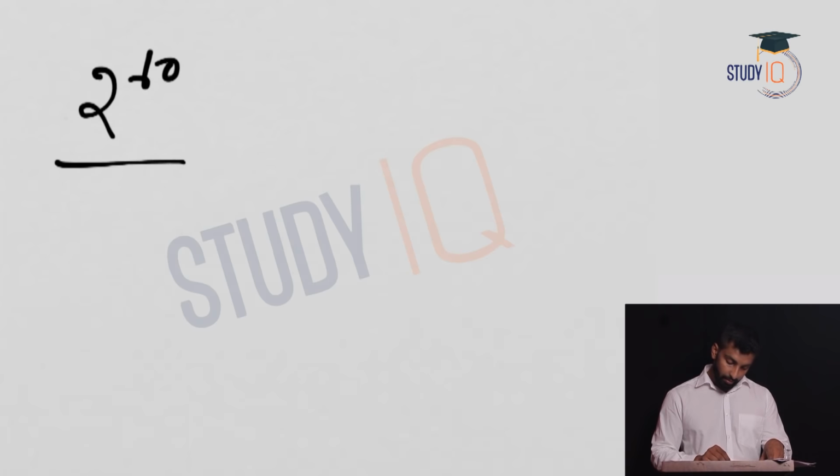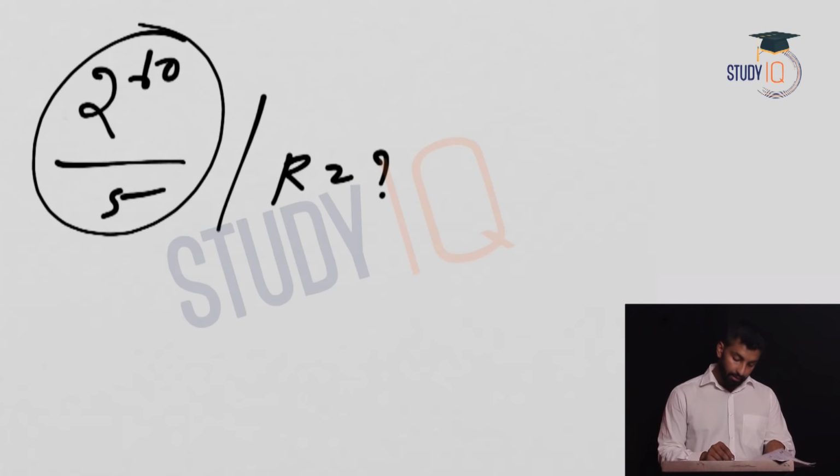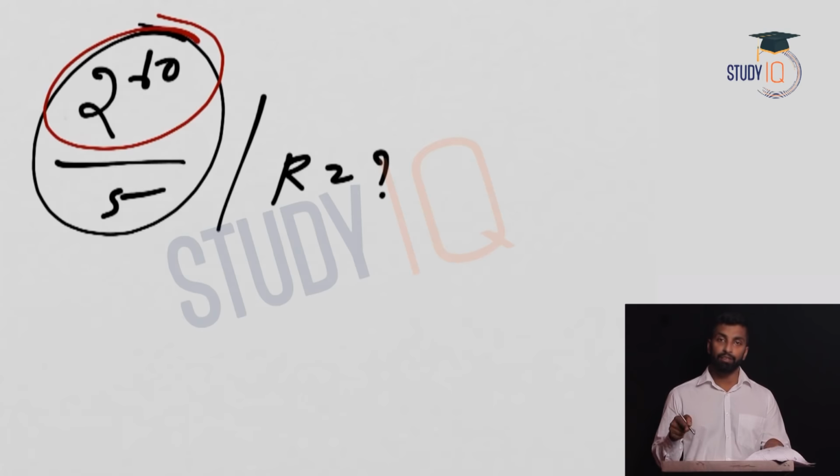Okay, so what is the question? 2 raised to 60 divided by 5, and you need to find the remainder, right? This is 2 raised to n, and we know the method of finding the remainder in this format. We will write this 2 raised to n in such a way that when you divide by the denominator it leaves a +1 or a -1 remainder, right?